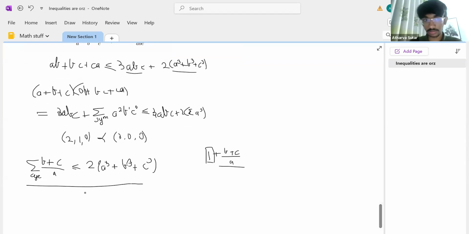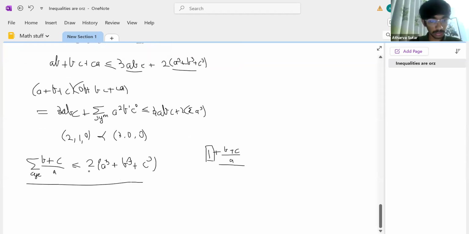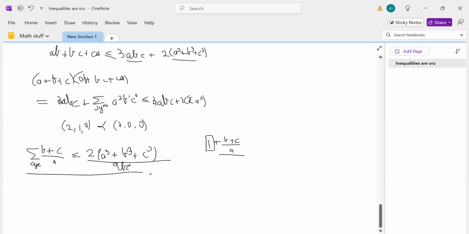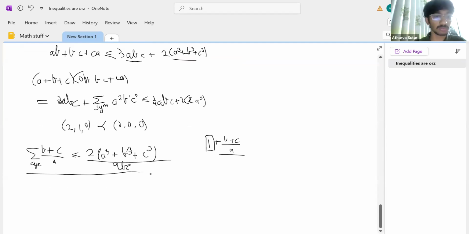What is the continuation of this? Maybe after this, take the LCM, or I don't know. Like you have A cube plus B cube plus C cube by A. It would be similar. Just multiply ABC on both sides, and you still get a kind of symmetric sum. It's basically this same thing again.